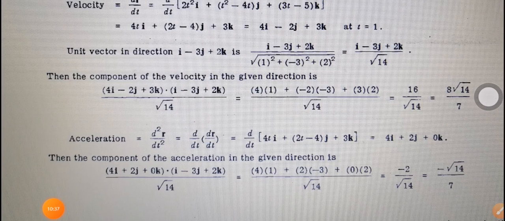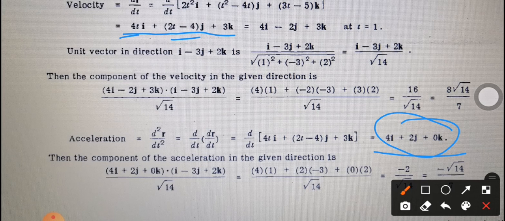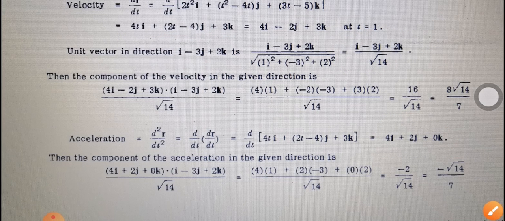Next we have to find out the component of acceleration in the direction of the given vector as well, and for acceleration we have to take the derivative of velocity. So here is my velocity vector, and by taking its derivative I will find out the acceleration vector. Its derivative will be equal to 4 i cap plus 2 j cap plus 0 k cap. And now for the component of acceleration in the direction of the given vector, we will find out the dot product of the vector with the unit vector. So here we get the answer minus square root of 14 by 7.